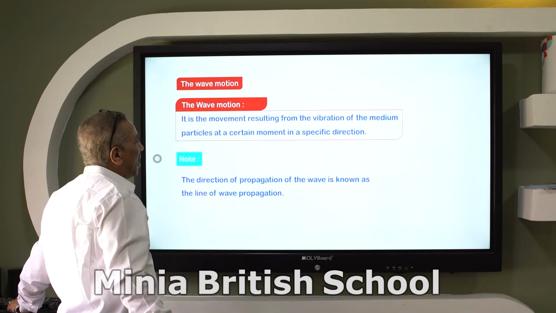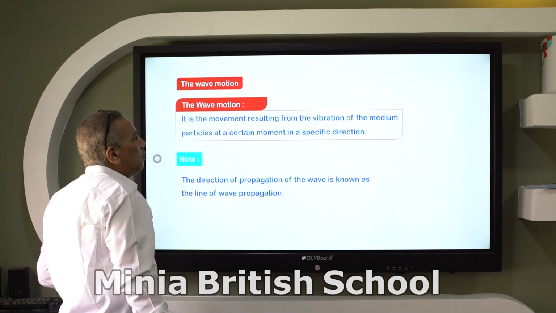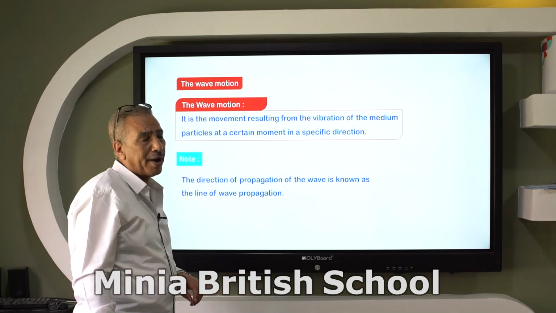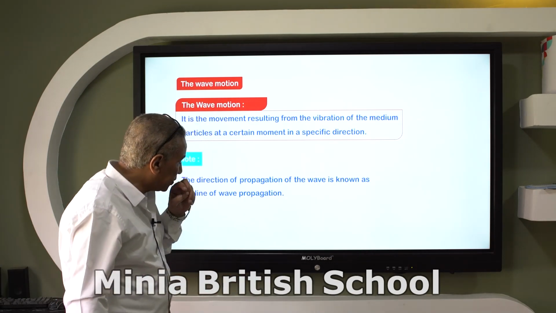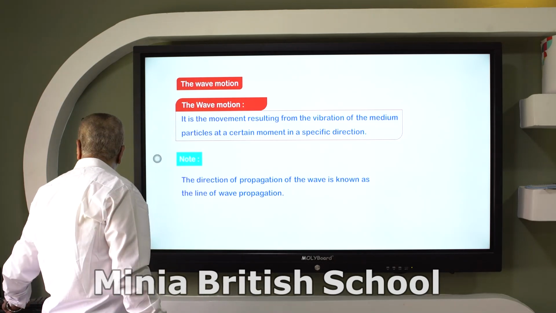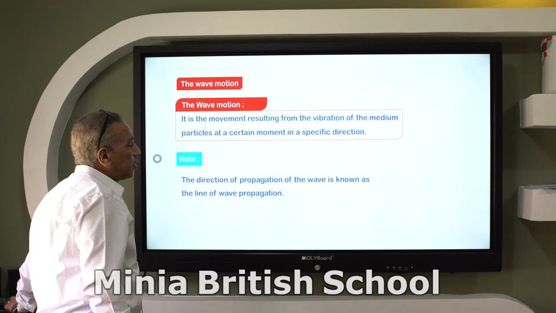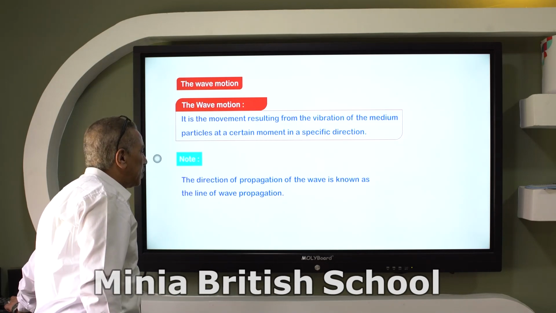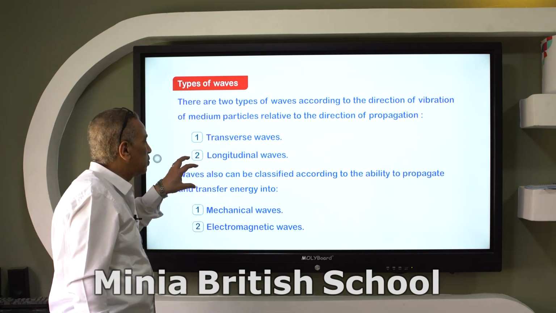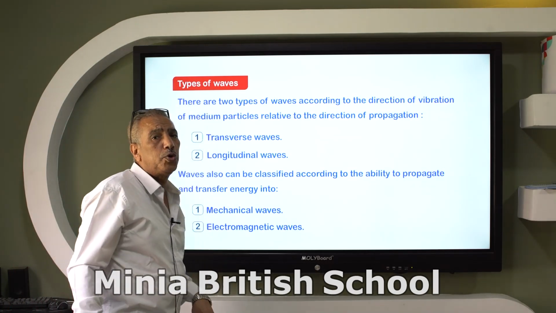How does the wave propagate? The wave motion is the movement resulting from the vibration of the medium particles in a specific direction. Of course, the direction of the propagation of the wave is known as the line of wave propagation. We have two kinds of waves: transverse waves and longitudinal waves.